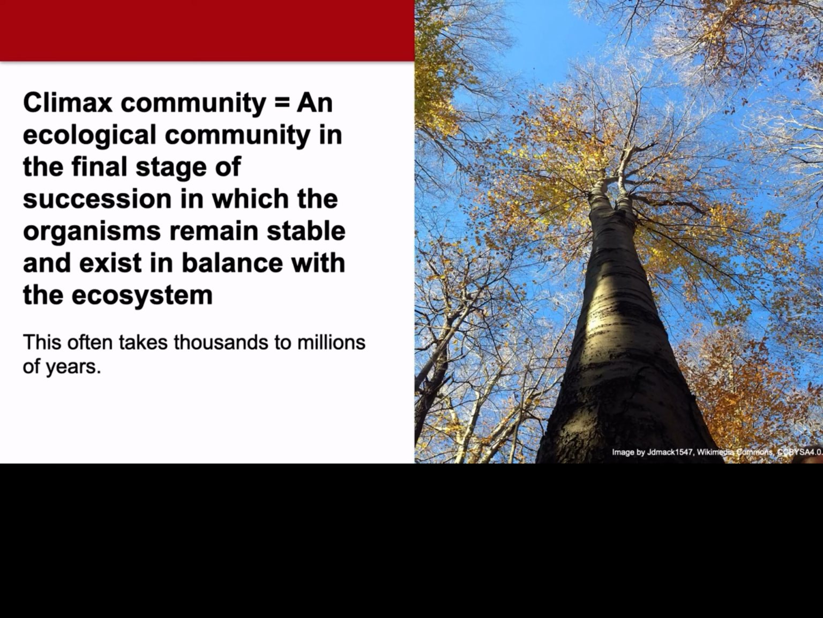Eventually, a community may be classified as a climax community. A climax community is one that is in the final stage of succession, in which the organisms within the community remain stable and exist in balance with the ecosystem. A climax community has reached a state of equilibrium, where plants, animals, and other species are all adapted to live, survive, and reproduce in the ecosystem. A climax community typically takes thousands to millions of years to develop. The beech tree seen here is part of a beech maple climax forest in Warren Woods of Michigan, a state park in southwest Michigan.